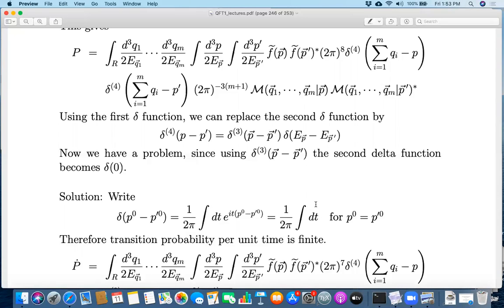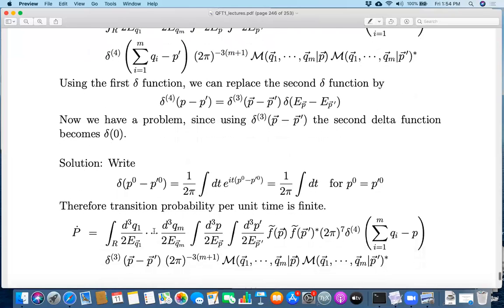Because that basically says that you just remove this delta of 0 from here, because you are dividing by this integral, and you have to still keep this 1 over 2 pi, because you are only dividing by this.